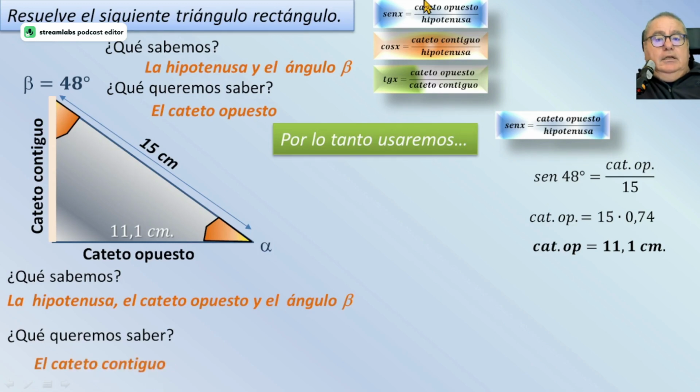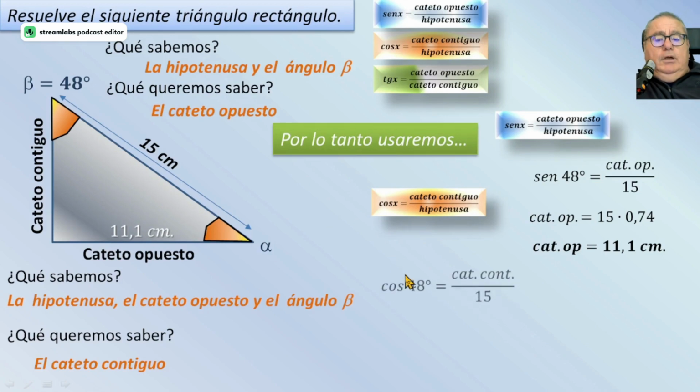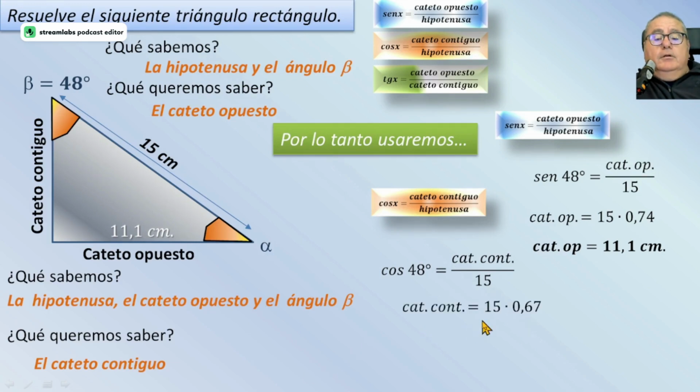And which of the 3 formulas relates the adjacent leg to the hypotenuse? Well, the cosine. Then we would say cosine of beta, in this case 48 degrees, equals the adjacent leg divided by 15, which is the length of the hypotenuse. Multiplying by that 15 and doing the operation gives us that the adjacent leg measures 10.05. We put it here in its place.